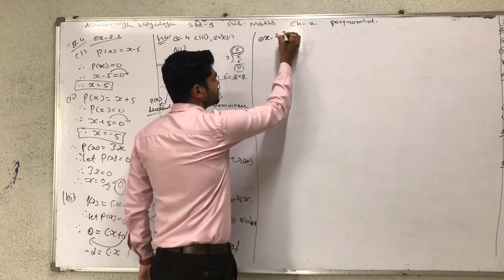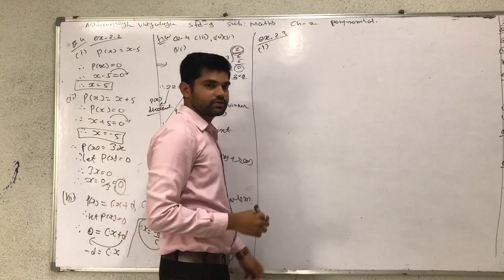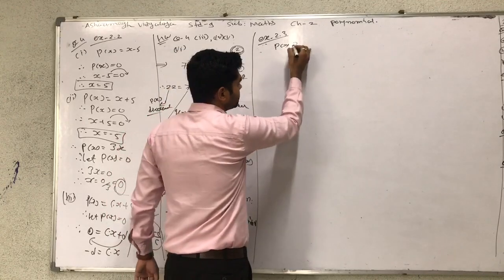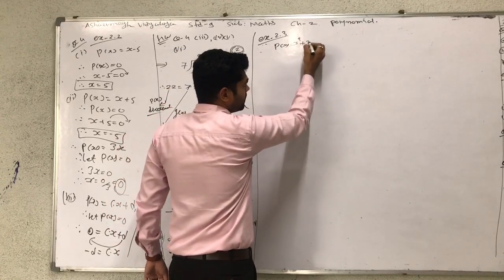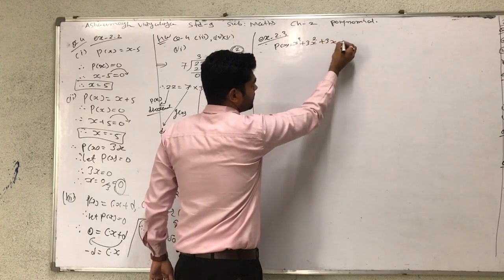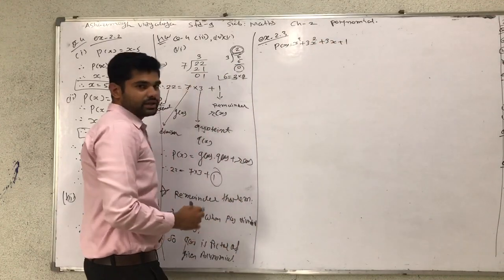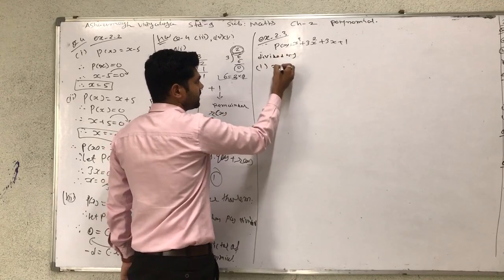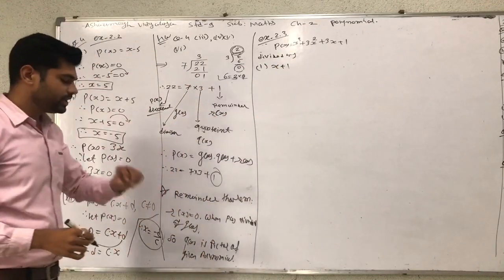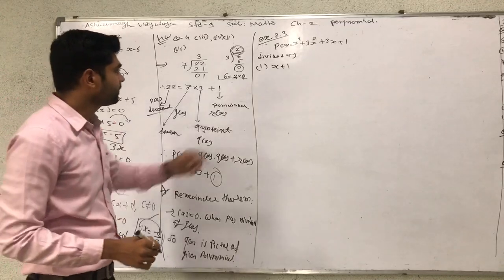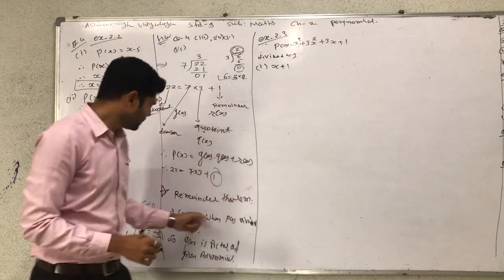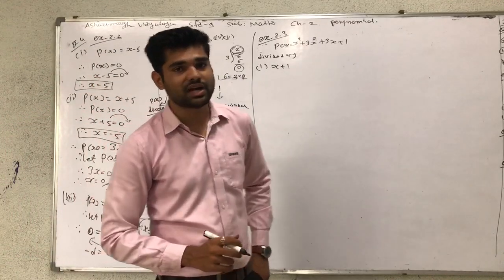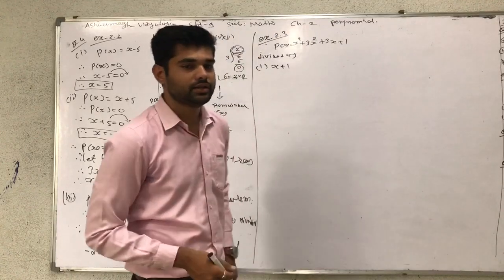Now exercise 2.3, first question. You are given p of x equal to x cube plus 3x square plus 3x plus 1, to be divided by x plus 1. Here there are two methods to divide. One is the long division method and another is the remainder theorem. It means take the value of r of x as 0, and find the other term.